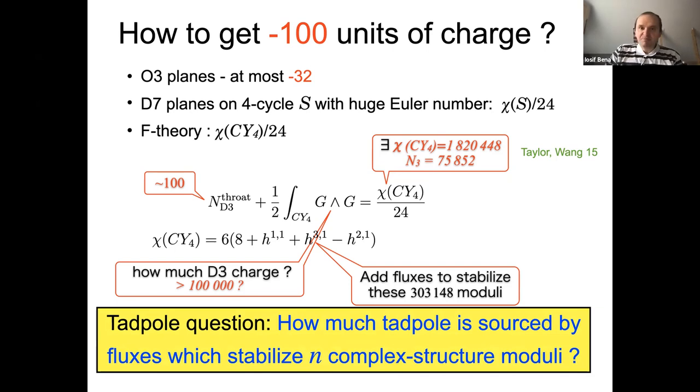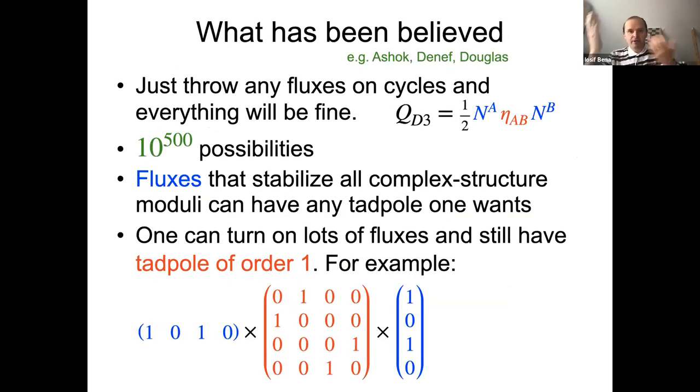Now, what has been believed for a long time, and this is what enters in the 10 to the 500 calculation, is that you have a Calabi-Yau, you throw some fluxes on the cycles, and these are the flux numbers, this is the intersection number, this is the D3 tadpole. You just throw the fluxes on the cycles and everything is going to be hunky-dory. The fluxes are going to stabilize the moduli and you can have any tadpole you want. If you get this matrix to give you a total product of 1 or 2 or 3 or 10 or 0, there's no problem.